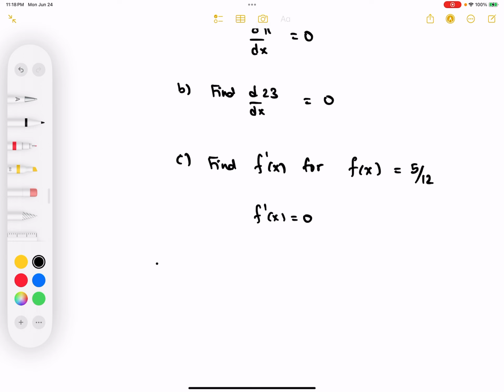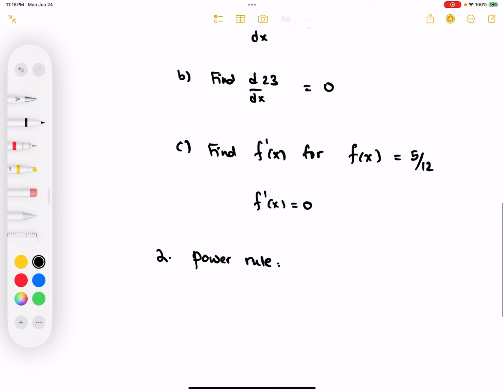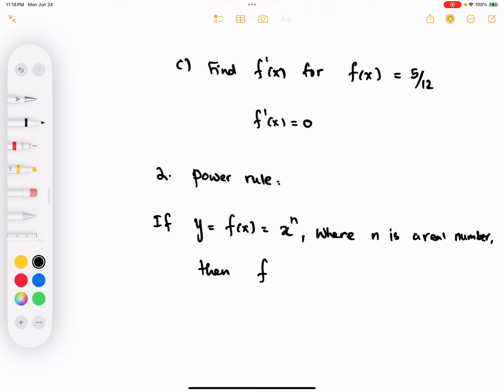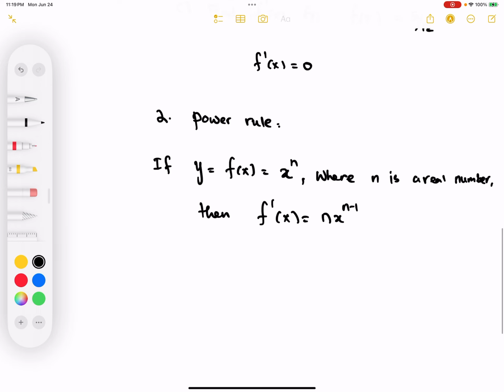The second rule, the power rule. Now the power rule: if y is equal to f of x, which is x to the n, where n is a real number, then f prime of x is given by n x to the n minus 1. Take down n and subtract 1 from the exponent.